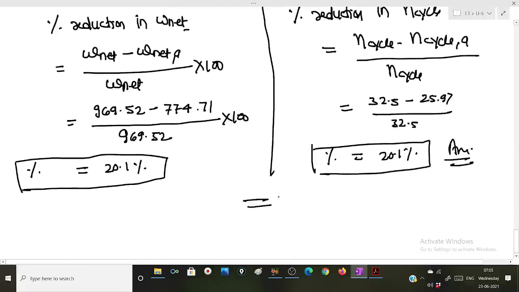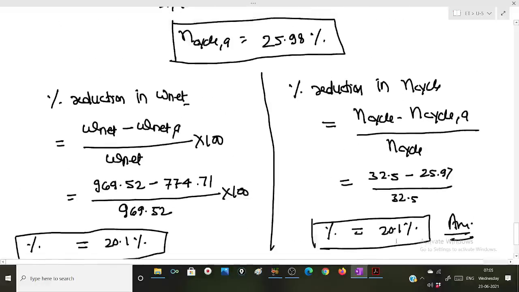So this way you can solve the problem. Here in this problem we have considered first ideal cycle, considering turbine and pump efficiency as 100%, and in second case we have considered actual Rankine cycle considering 80% efficiency of turbine and pump efficiency, and then we have compared the performance of the cycle, Rankine cycle, in both the cases.